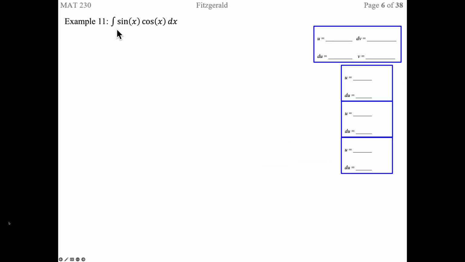Example 11, integrating sine of x, cosine of x dx. We're going to do this a number of different ways. We're going to look at it as integration by parts first. So my u, again, pick the easiest u, which would be sine of x. Cosine x dx is going to be my dv, because when you take the derivative of the sine, it's cosine, no sine issues. And when you integrate cosine of x dx, you get sine of x.